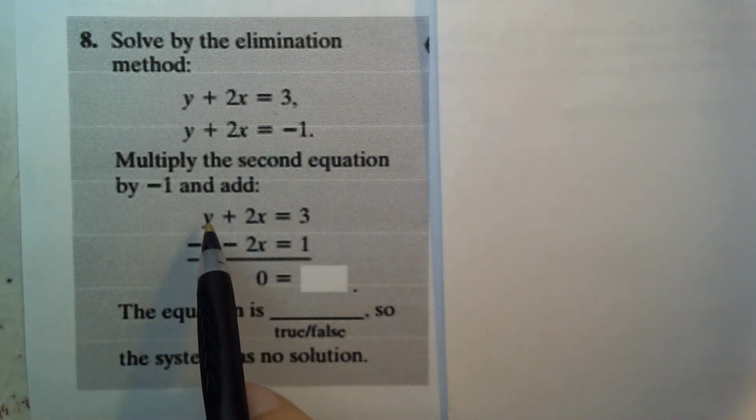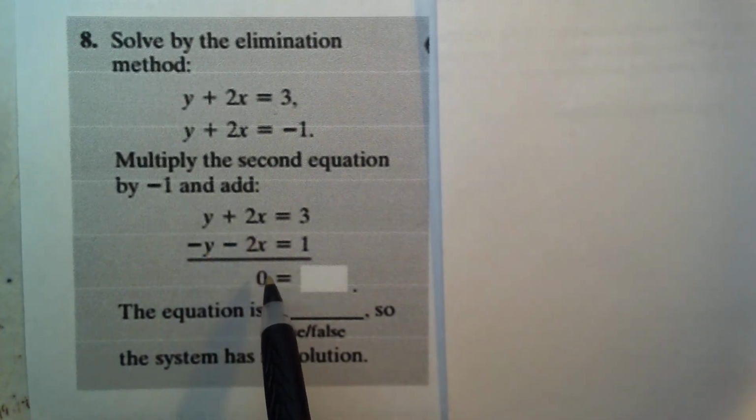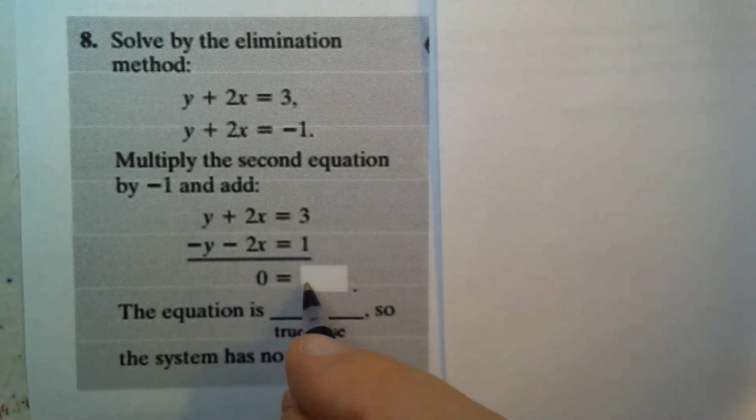So now when we add the two equations, we find that y minus y is 0, and 2x minus 2x is 0. So the whole left-hand side is 0. But on the right-hand side, we have 3 plus 1, and that, of course, is 4.